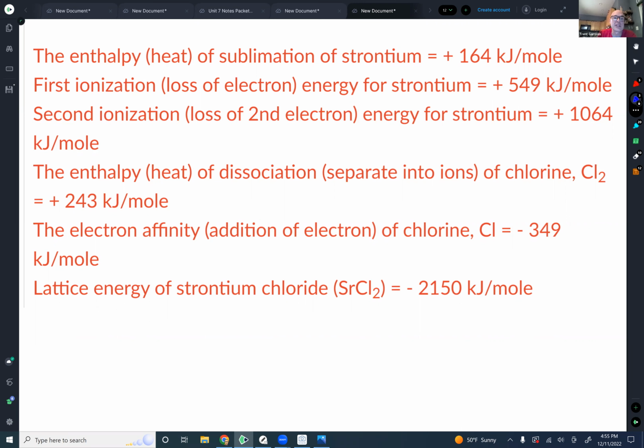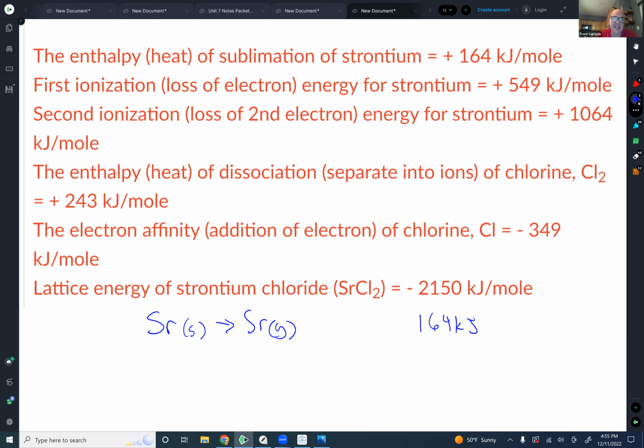The first step there, it says, is the heat of sublimation for strontium. So strontium is sublimating. That means that it is turning from a solid into a gas. And so the amount of heat it takes for that to happen is 164 kilojoules.